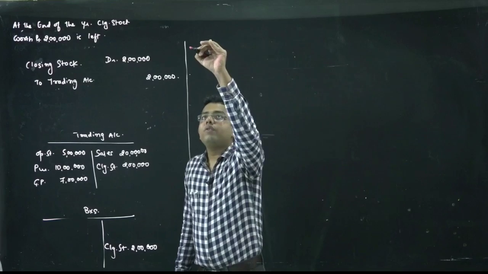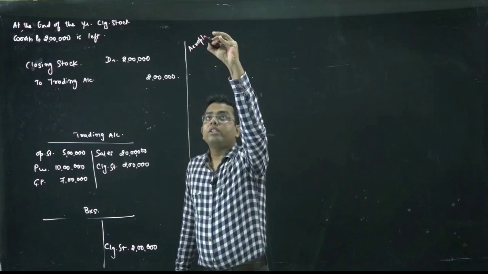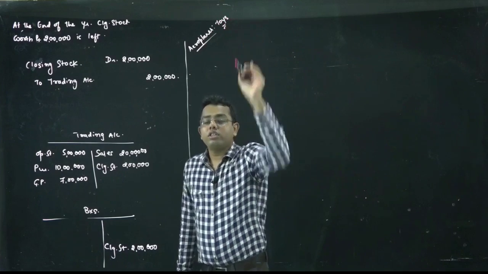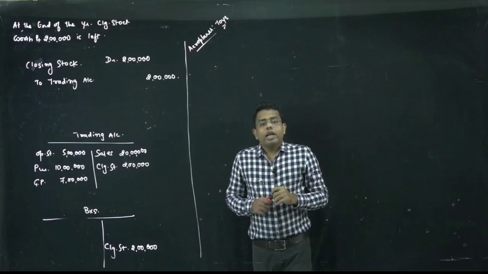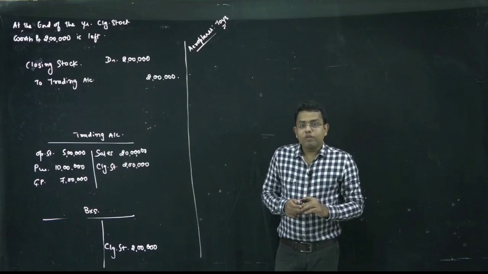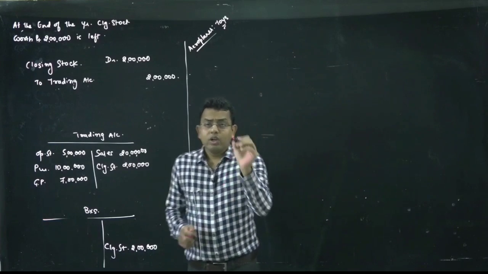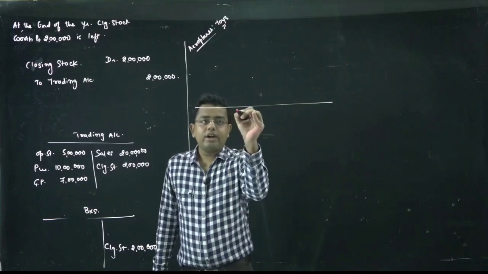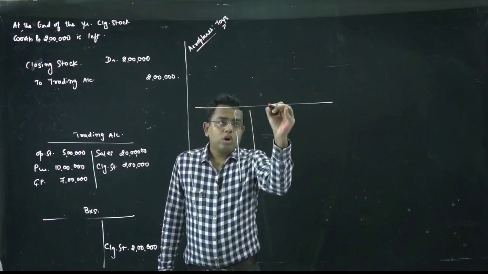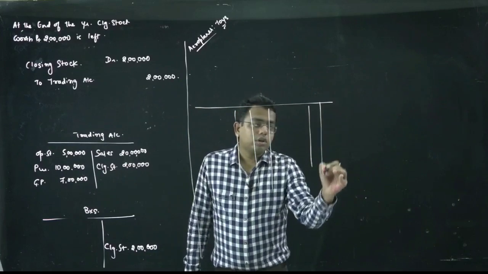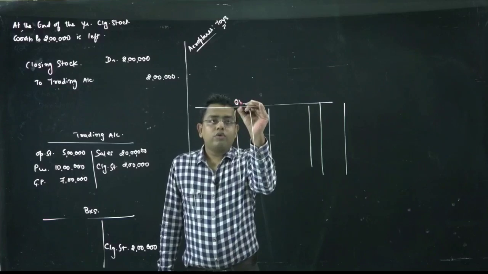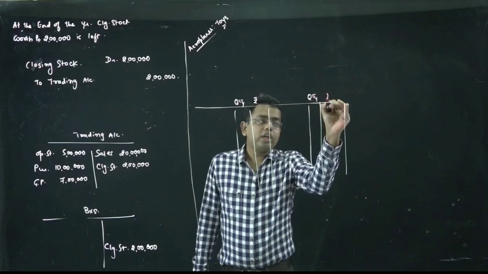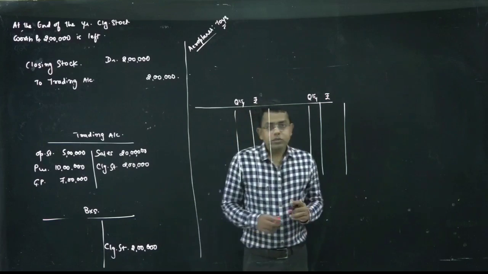We are starting with the business of aeroplanes. What type of aeroplanes? Toys. Yes, not the real ones. Say we are starting with the business of aeroplanes. What is happening? Please understand. I am preparing a trading account with 2 columns. One column is for quantity, other is for rupees.